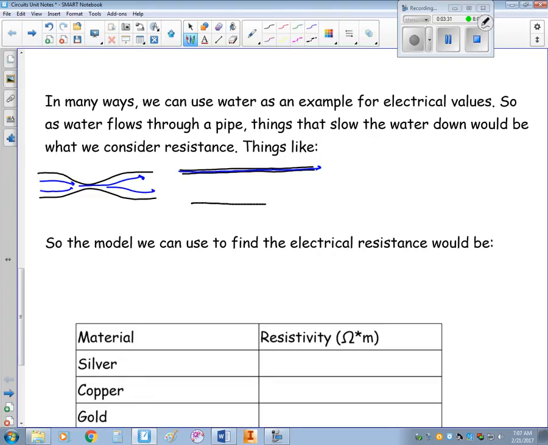Or maybe we can change the material. Instead of water, maybe we can have syrup flowing through, or molasses or something like that, something more viscous. That would have more resistance. So those are the three ways to increase the resistance. We can make the pipe narrow, we can make the pipe long, or we can have a more viscous material.